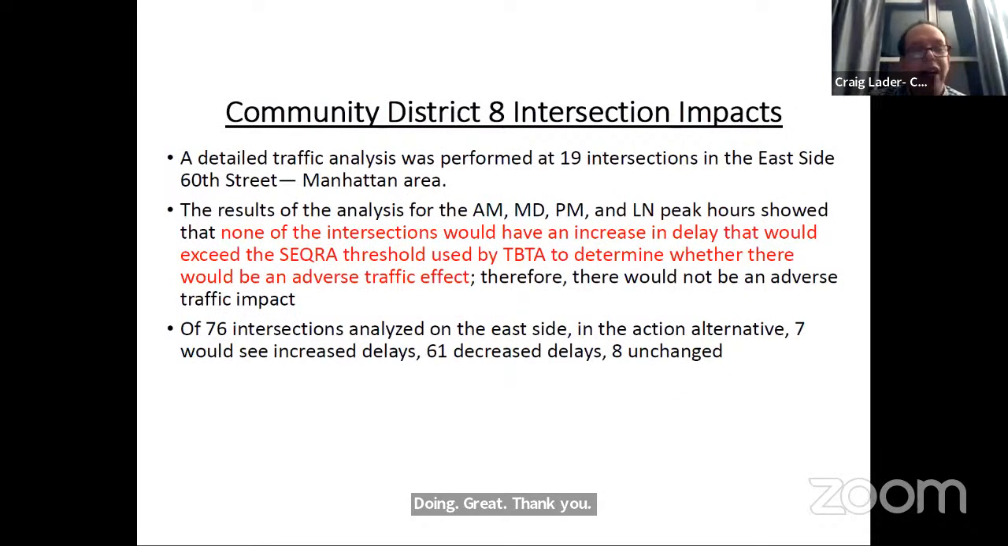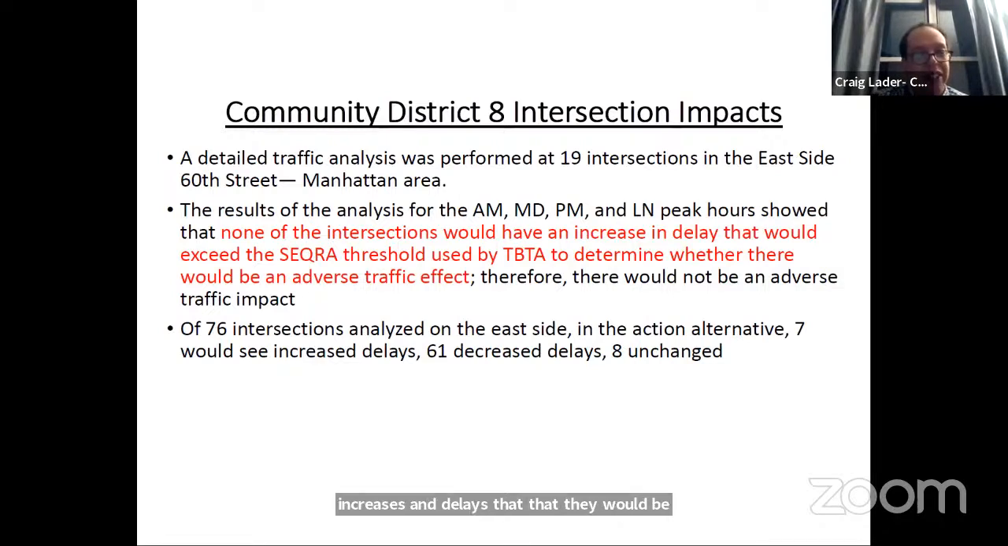All right, so they also did an assessment of intersections and found that in the vicinity of 60th Street, so basically below 65th Street and the toll zone boundary, none of the intersections would have an increase in delays that would exceed the thresholds that are used for environmental assessments regarding adverse traffic effects. So they don't consider, even if there are potential increases in delays, that they would be significant enough to be considered adverse and require mitigation.